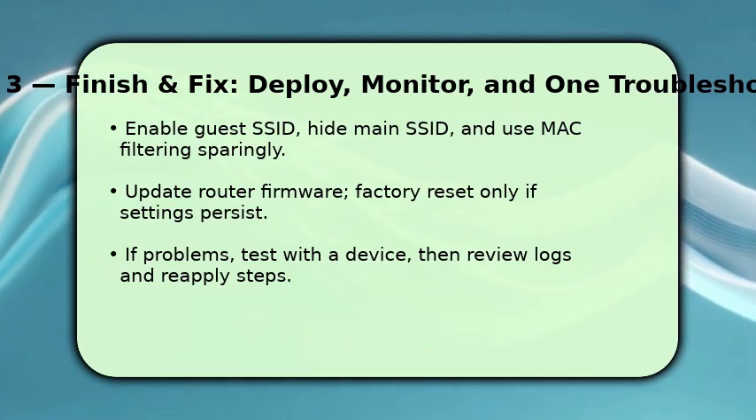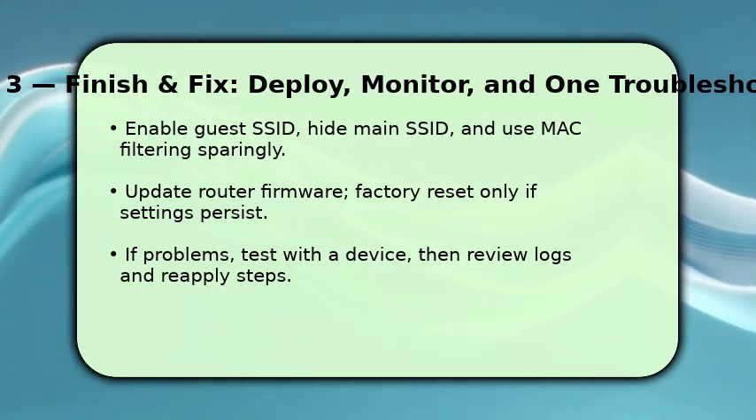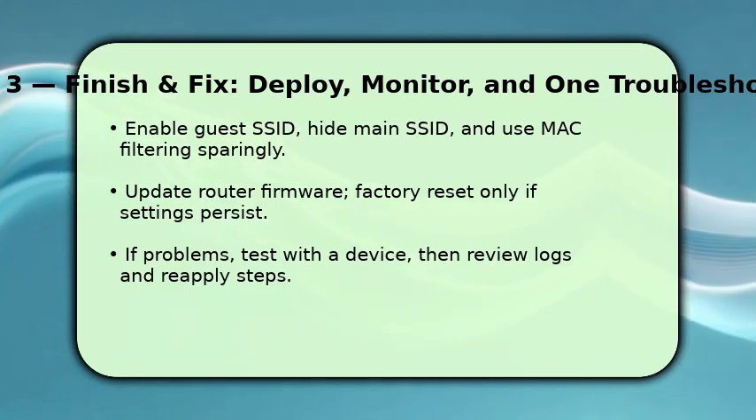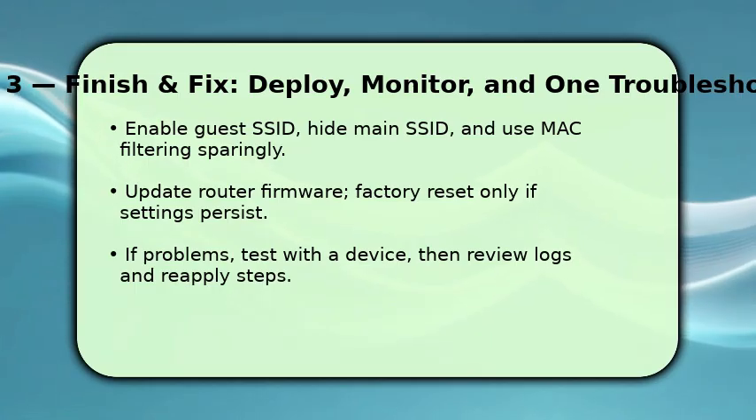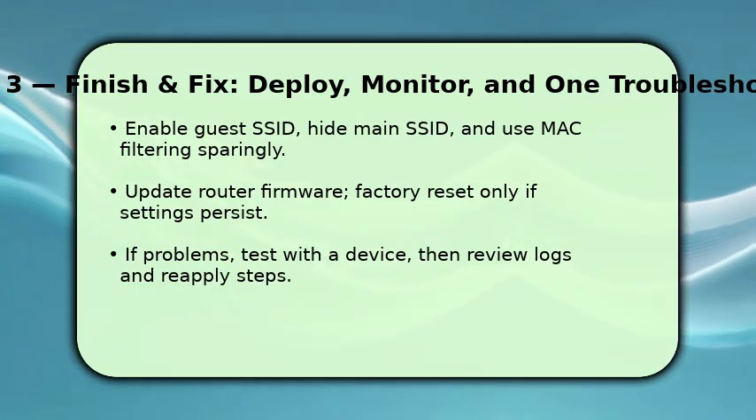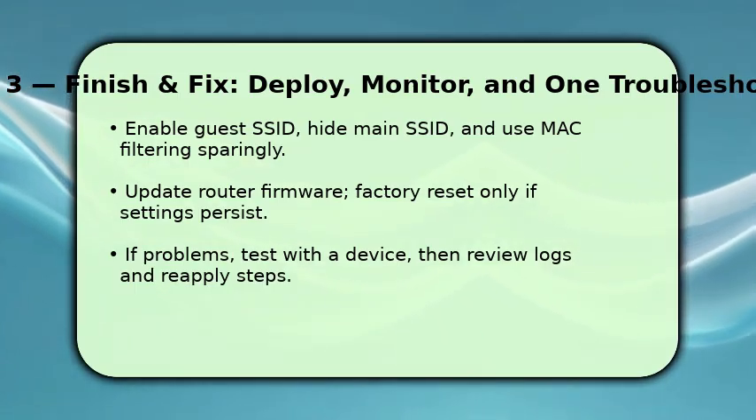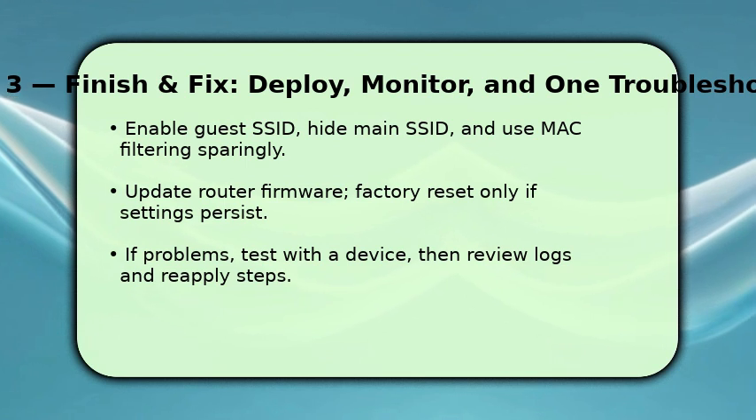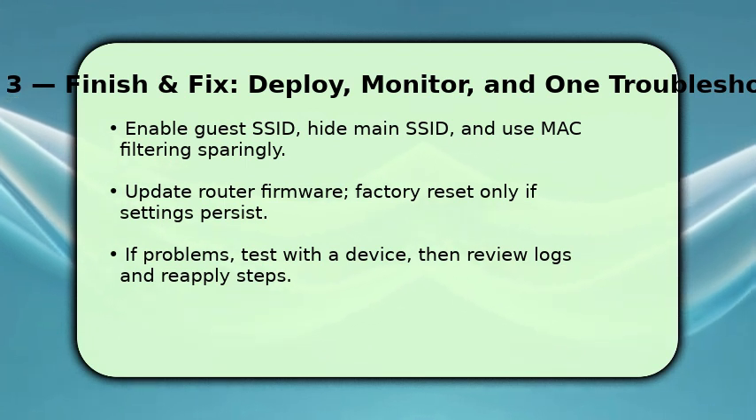If QR or provisioning persists, perform a factory reset and reconfigure the secure settings again. If you hit issues, test access from a phone, inspect system logs for provisioning calls, and reapply the disable steps. One troubleshooting tip: firmware plus reset usually resolves stubborn cases.